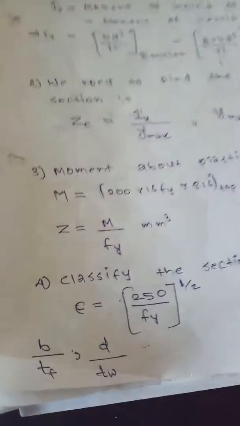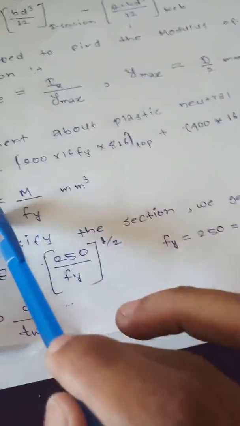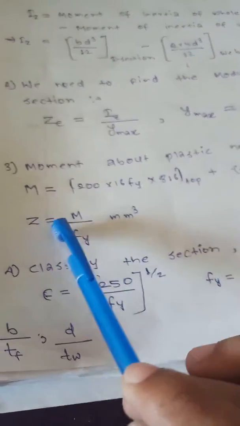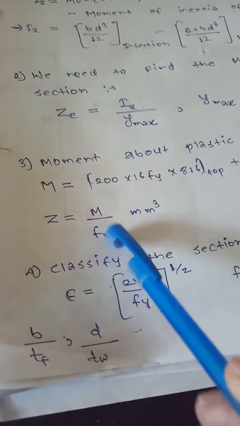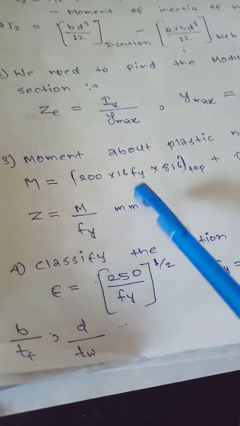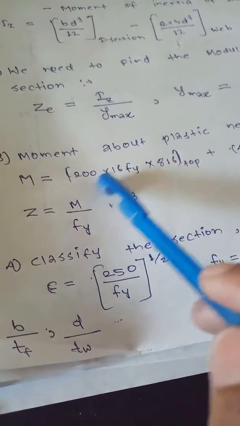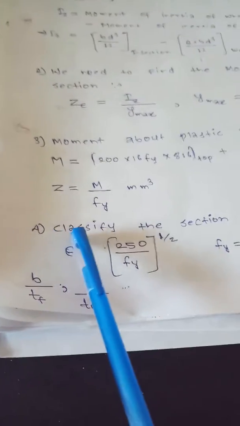After finding that, we have to find the total modulus of this section, denoted by Z is equal to M by f suffix y, and this is always in millimeter cube. After doing this, we come to the next step. This is the fourth step.